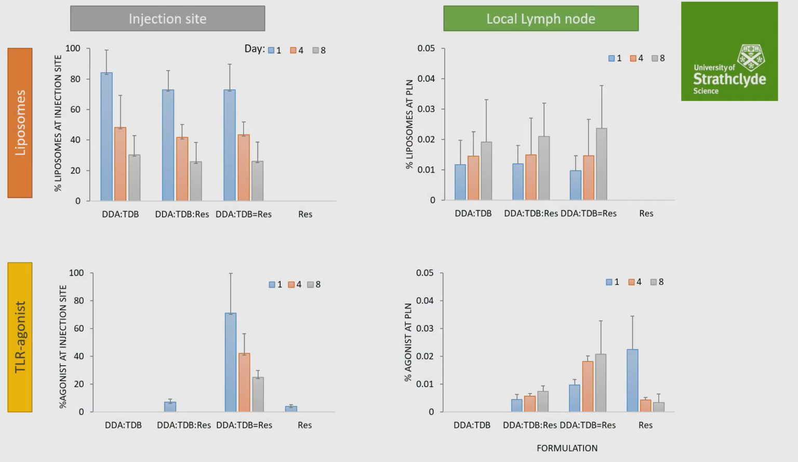What happens when they make it to the lymph node? Again, it doesn't matter if the resiquimod's conjugated, the liposomes move to the lymph node. However, only those with the agonist conjugated take the agonist to it. So you can see DDA-TDB with conjugated resiquimod all end up at the lymph node, at low levels admittedly, whereas when it's just mixed, it goes there and is cleared away quickly. So that conjugation really helps get everything from the injection site to the lymph node.